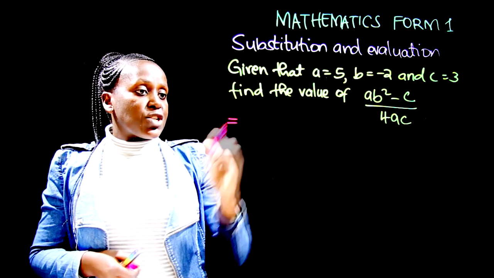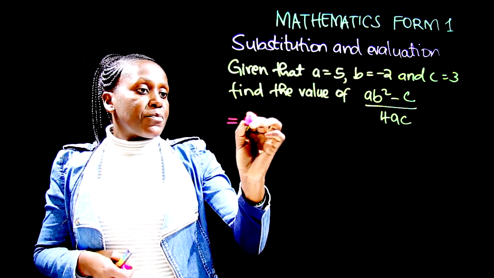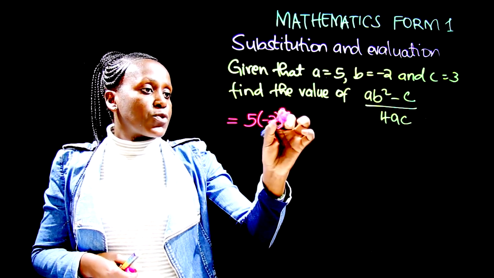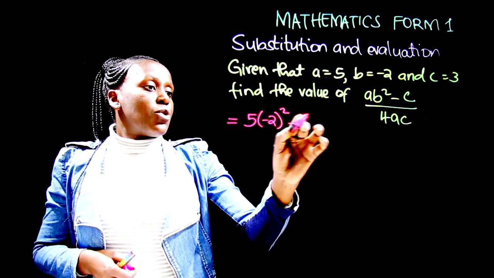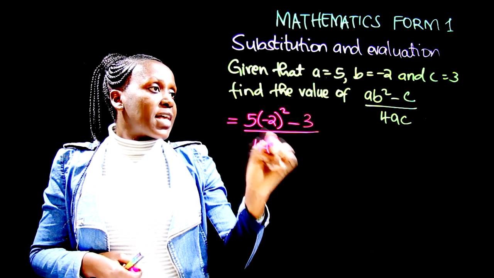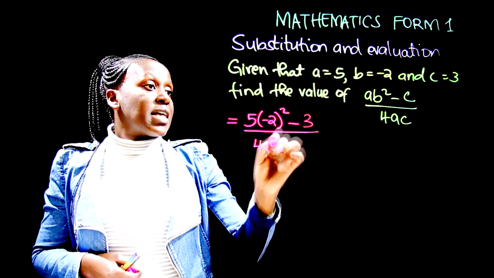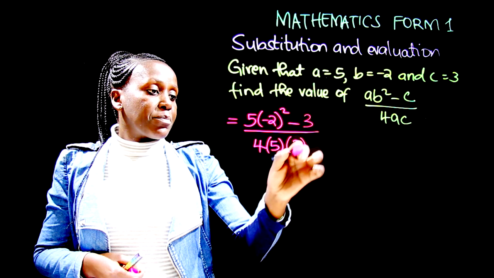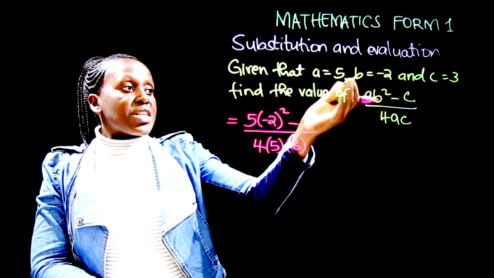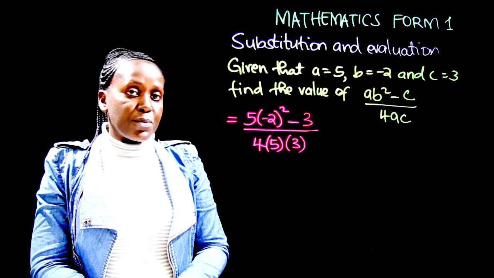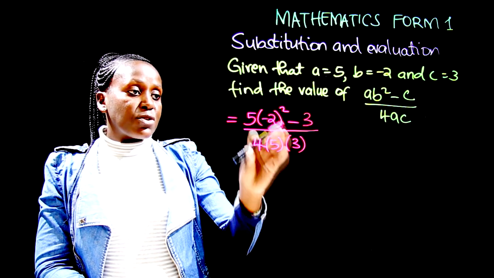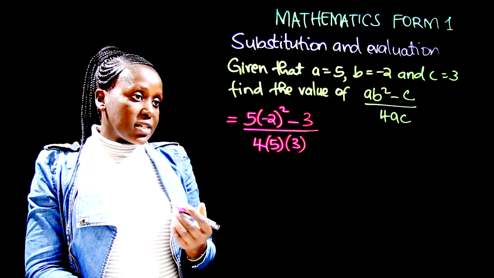So now our expression will be a, which is 5, times b squared, -2 squared, minus c, which is 3, all that over 4 times a, which is 5, times c, which is 3. Okay? So now we have substituted the values in the algebraic expression. Next, we are going to evaluate. We are going to work out this and come up with one answer.